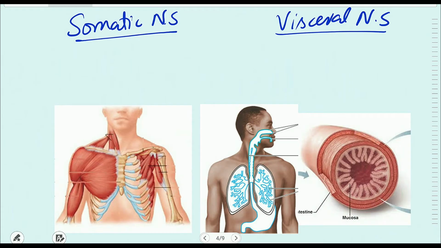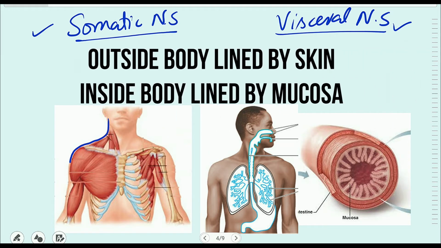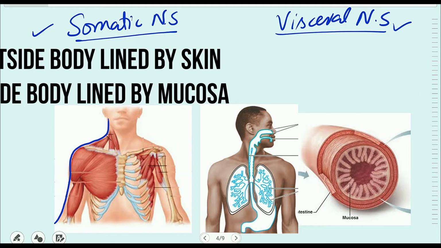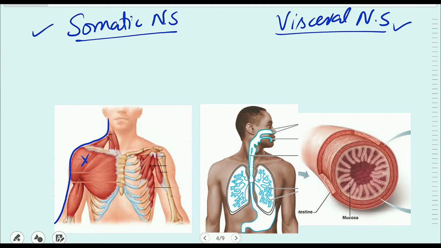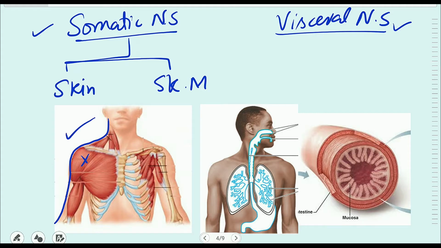Let me elaborate further and make things simple for you. We have two systems, the somatic nervous system and the visceral nervous system. The somatic nervous system is for the outside of the body and the visceral nervous system is for the viscera of the body. The outside of the body is lined by the skin, and beneath the skin we have the skeletal muscle. So the skin and the skeletal muscle are the sensory and the motor component of the somatic nervous system. Skin and skeletal muscle is the somatic nervous system.